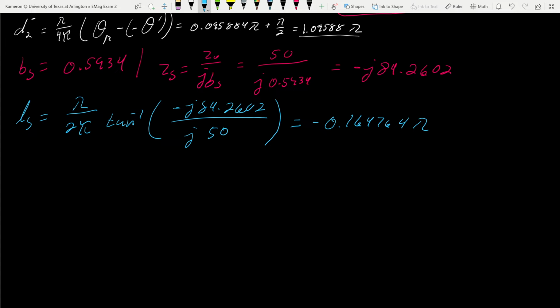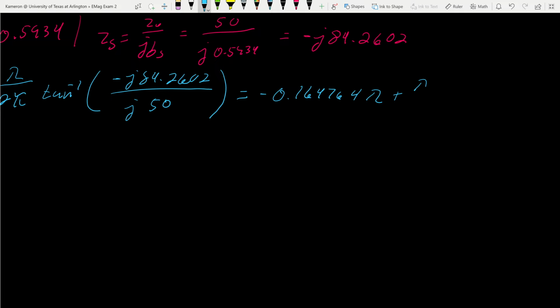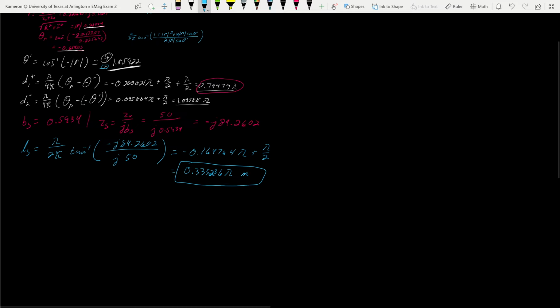Lambda. So obviously we can't have a negative valued length. So again, what we're going to do is just add lambda over 2. So we get a real value, a number that we can actually use. And this will just come out to 0.335236 lambda, and this is units of meters, and that's that. Pretty simple, just plug and chug. Alright, so that's it for that one.